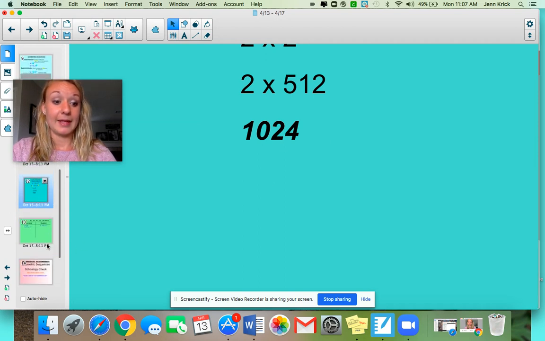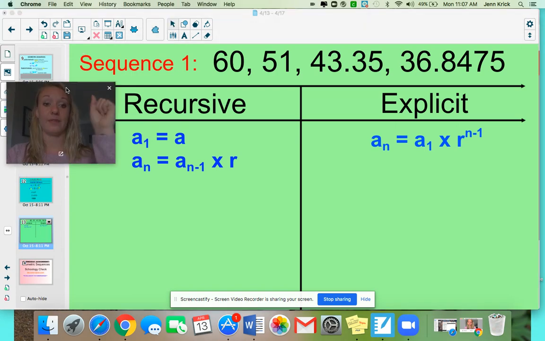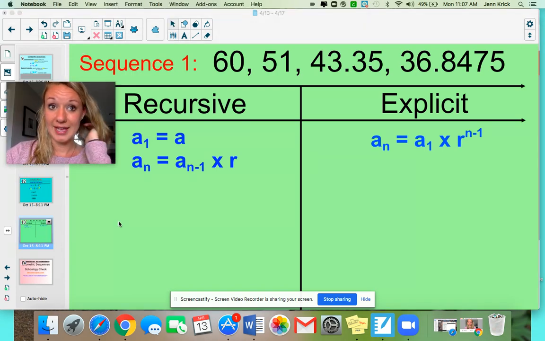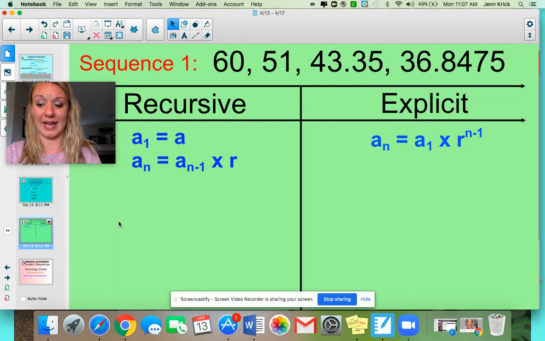Okay. Last thing before we are all done for the day. If I gave you a sequence that looked like this, notice that your numbers are getting smaller, but that doesn't mean that it's not a geometric sequence. To find out what that ratio is, because it's not so easy to tell just based on the numbers, here's what you can do. Okay, so I see I'm going from 60 to 51 to 43.35. Here's what you can do.